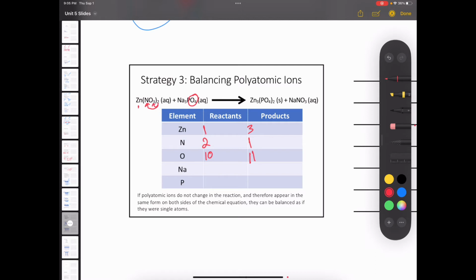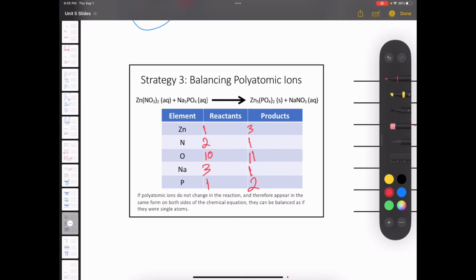Let's count our sodiums. On the reactants, I have 3 sodiums. That's right here. Do I have any sodiums anywhere else? The answer is no. Let's look at the product side. I have only 1 sodium right here. So that makes it 1 sodium. All right, lastly, the phosphorus. How many phosphorus do I have on the reactants? I have only 1 phosphorus right here. So that makes 1 phosphorus. On the product side, I have 2 phosphorus.